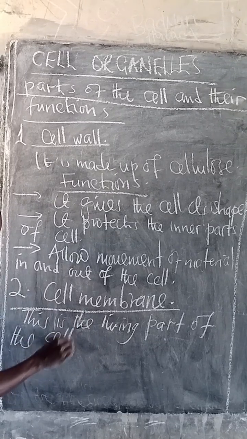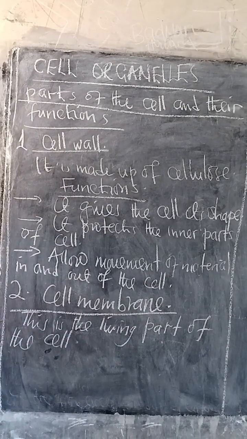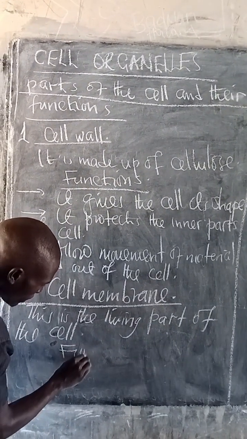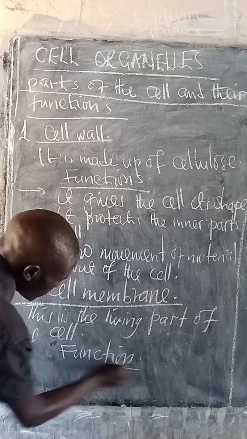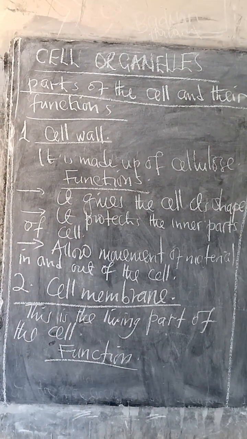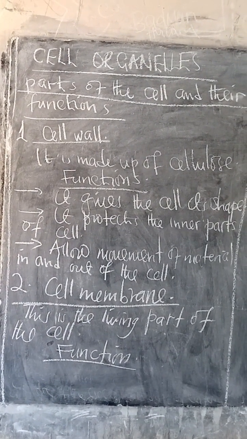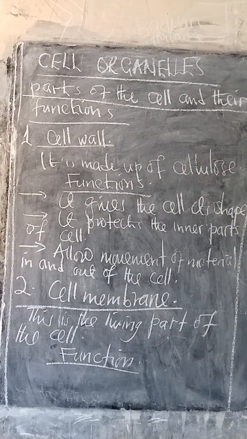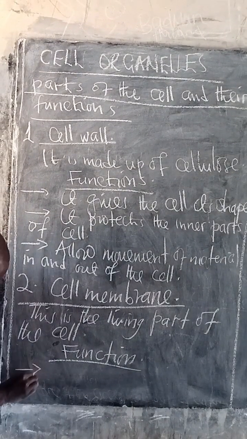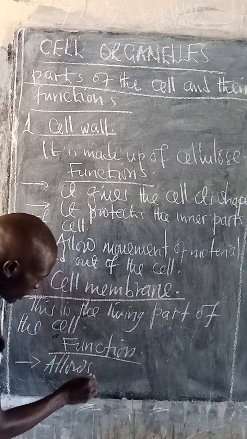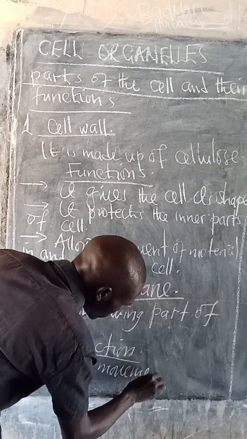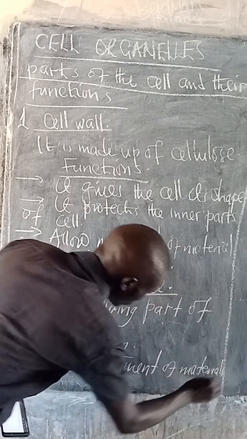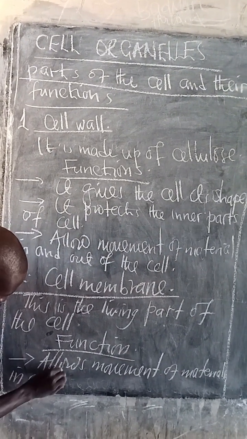It plays an important role in both plant and animal cells. When we look at the functions of the cell membrane, it shares some similar functions with the cell wall. One of the basic functions that we can talk about here is the movement of materials in and out of the cell. So it means the cell membrane allows movement of materials in and out of the cell.